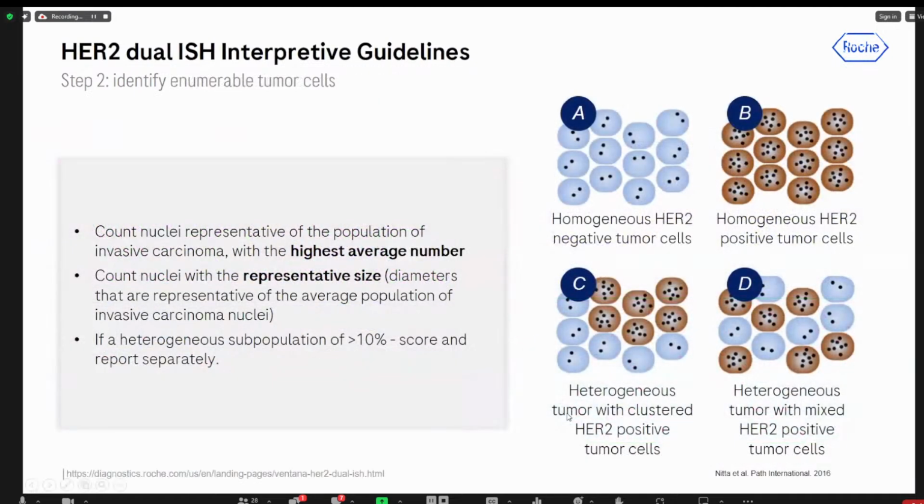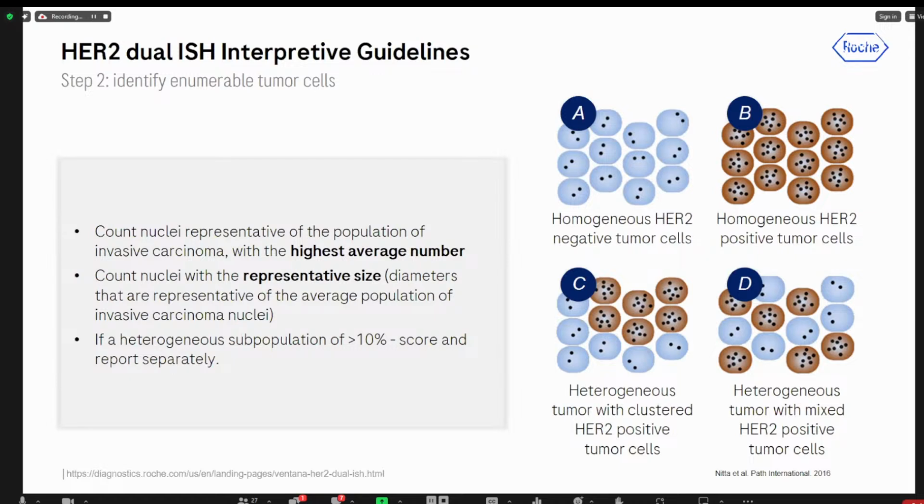In addition to identifying the area of the tumor where we should do the scoring, we also need to select the cells. And there are a few things to think about when we select the cells. Here is where the heterogeneity of the tumor comes into play, because when you go into the slide you see a different amount of signals in the tumor cells, and you're only supposed to count 20 or 40 or 60. So how do you select them?